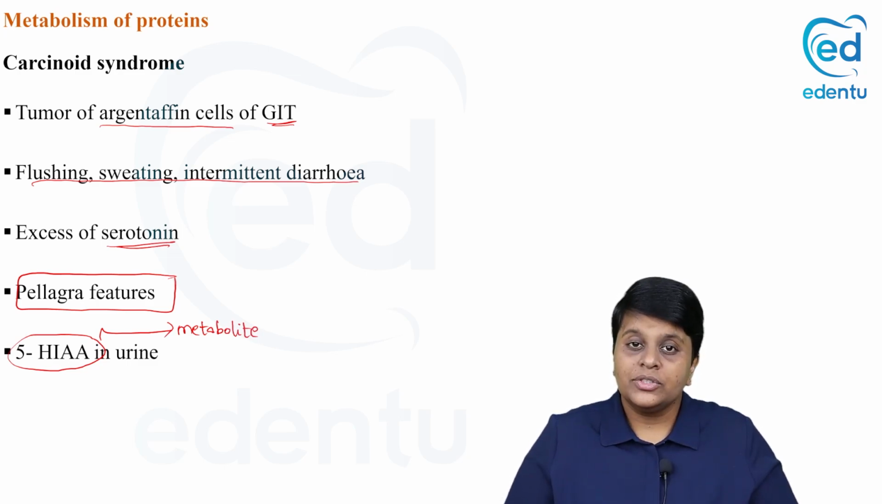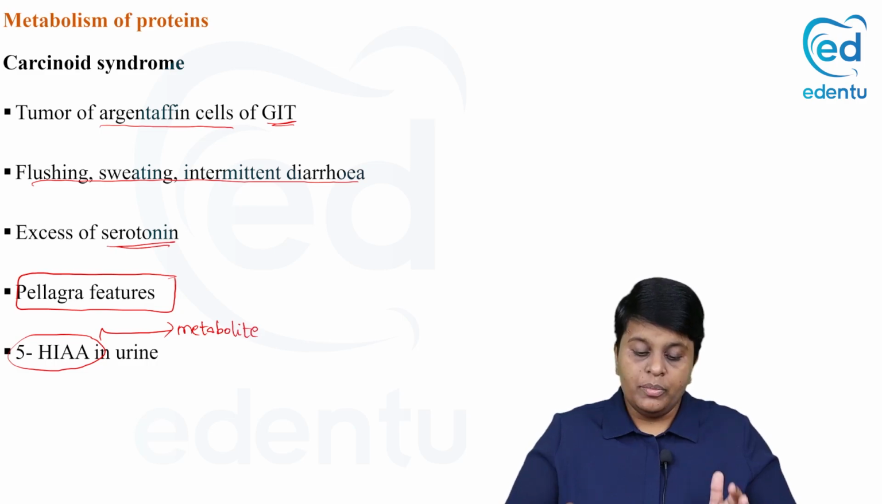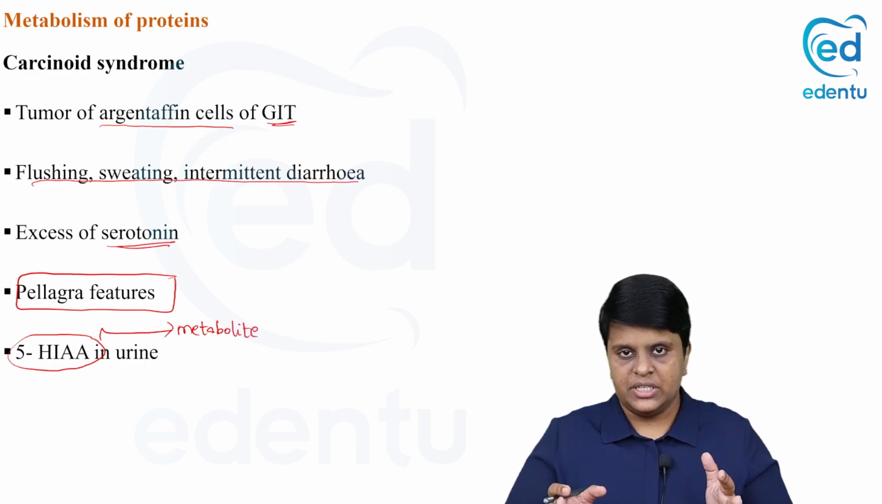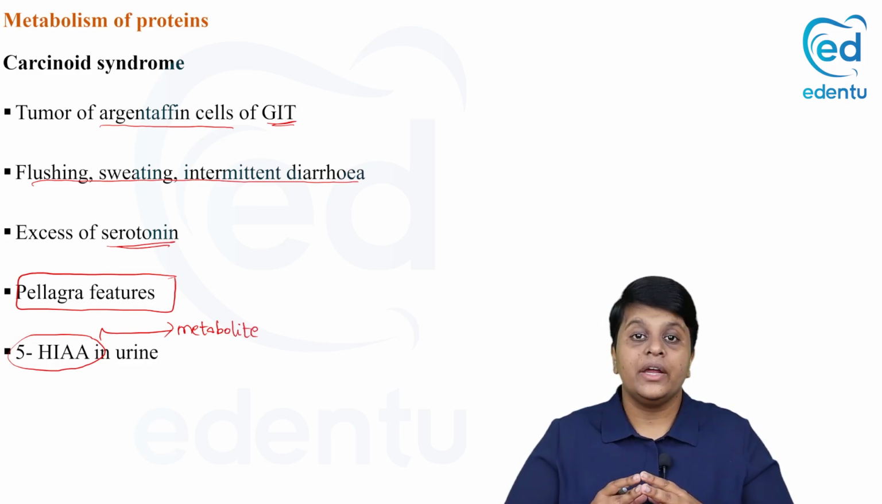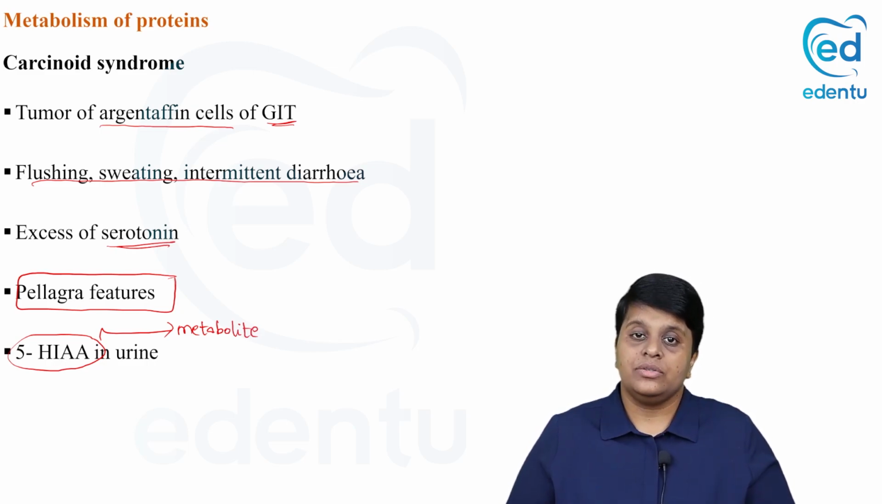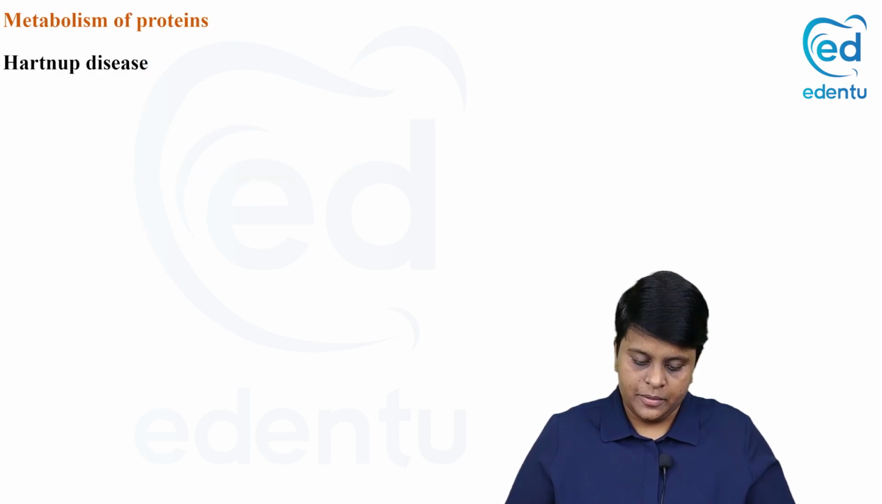Okay. So carcinoid syndrome is a tumor of the argentaffin cells of the gastrointestinal tract. You have symptoms of excess serotonin, flushing, sweating and intermittent diarrhea, and its metabolite 5-hydroxy-indole acetic acid is excreted in the urine, and you have pellagra-like features in carcinoid syndrome, and this is usually managed by surgical treatment.